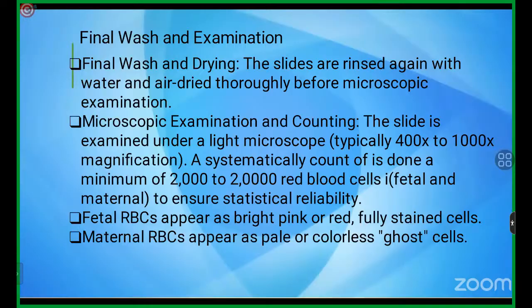So why use 400x? And then why use 1,000x? 400 is for you to check the proper distribution of these cells, the proper area in which you are going to examine the slide, where cells are distributed evenly, and whether the slide has been adequately stained. But with 1,000x is where the rubber meets the road, because that's where you're going to do the counting.